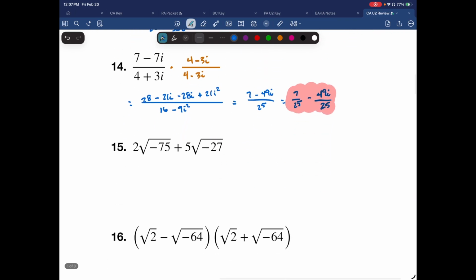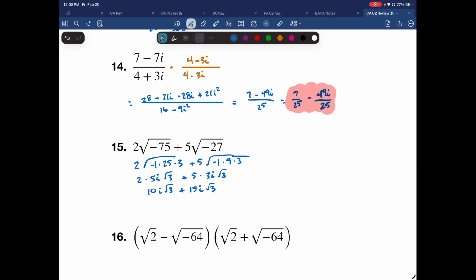All right, shifting gears slightly. So we have 2, and I can rewrite this 75 as negative 1 times 25 times 3, plus 5 square root of negative 1 times 9 times 3. And the negative 1 and the 25 can come out, so this can be 2 times 5i square root of 3 plus 5 times, the negative 1 and the 9 will come out, so this can be 3i square root of 3. And let's just clean this up a little bit. That's going to be 10i square root of 3 plus 15i square root of 3.